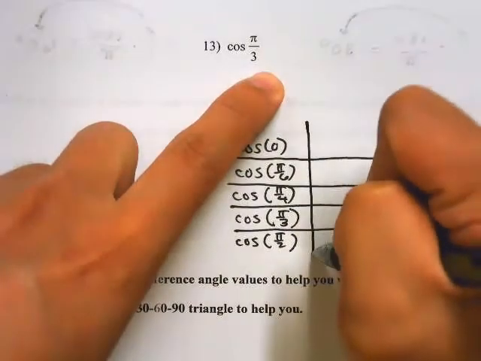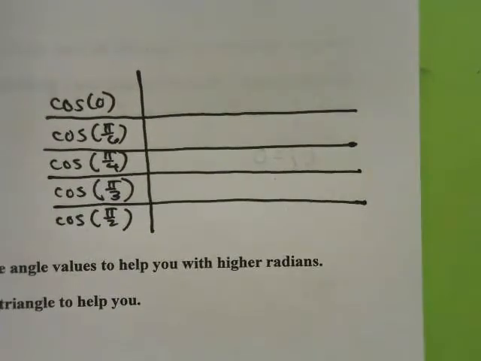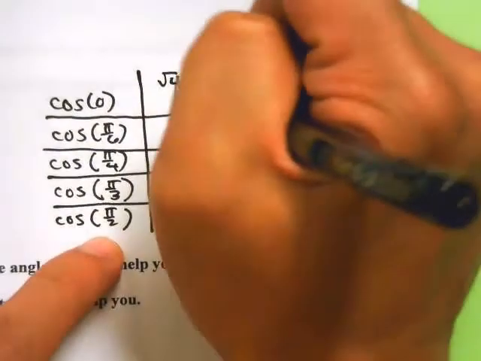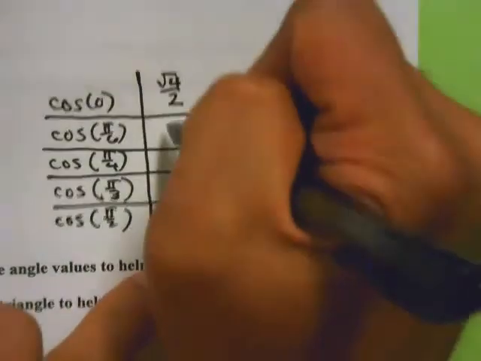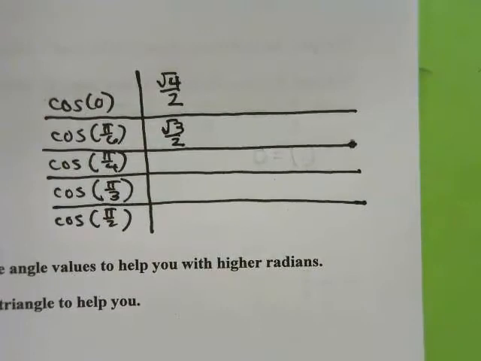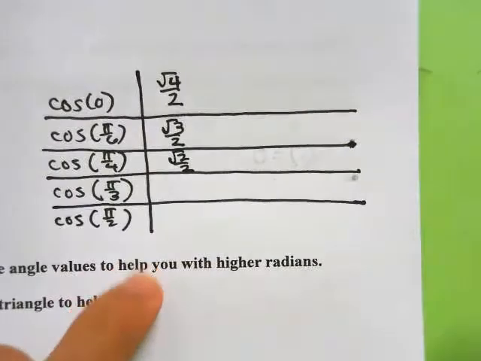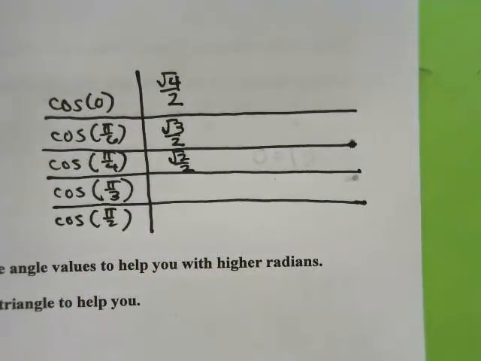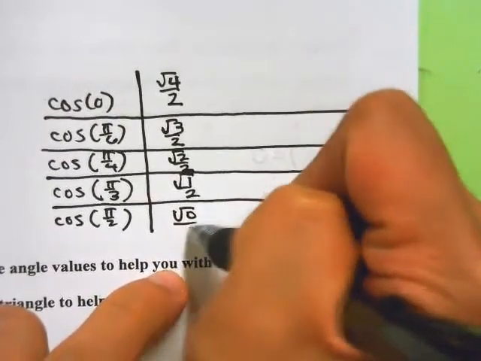a small revelation. For the cosine revelation, it's going to be backwards. So what I mean by this is, for cosine of 0, I'm going to do square root of 4 over 2. Okay. Then square root of 3 over 2. Square root of 2 over 2. Square root of 1 over 2, and then square root of 0 over 2.